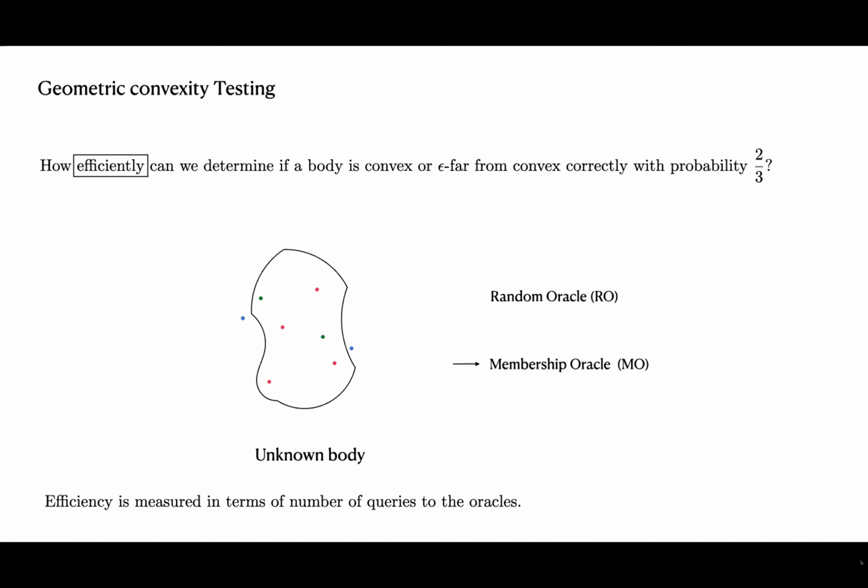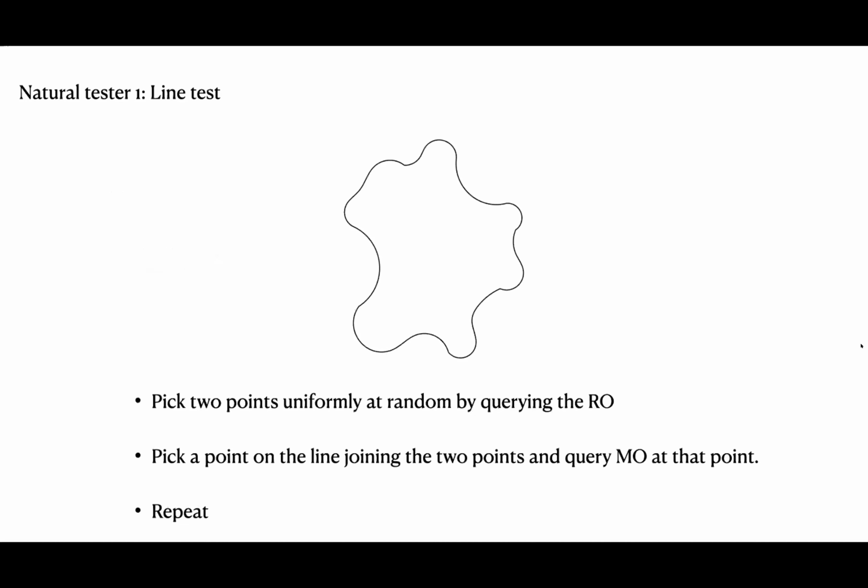I'm sure most of the algorithms you have come up with would be similar to one of these two. Let me define what these algorithms are. They're really simple and straightforward. The first one is the line test, where you pick 2 points uniformly at random by querying the random oracle, and then just using the membership oracle, you check if the line joining those 2 points belongs to the body.